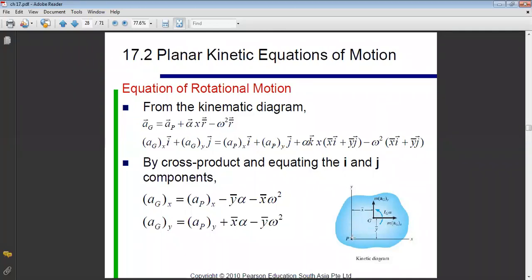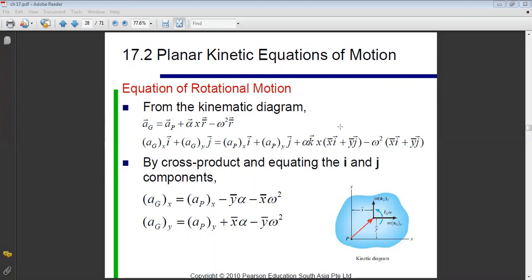x bar, y bar. Very good. So I can replace vector PG by x bar i plus y bar j, and minus omega squared PG, so minus omega squared (x bar i plus y bar j). Now I obtained a vectorial relation. After doing the expansion, as usual, what do we do?